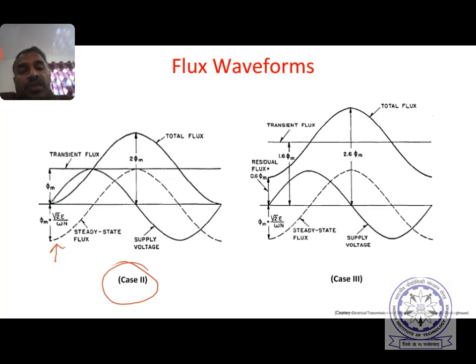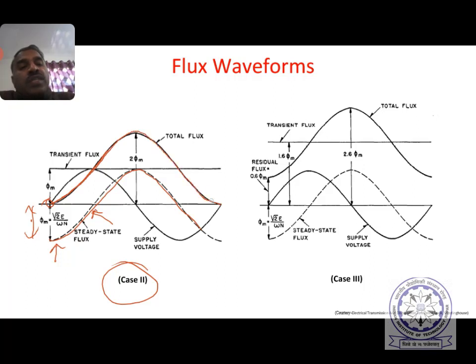Now in this case, it starts from 0 and it has to follow the same slope as the steady state slope. Here the steady state is going like this. Therefore, it has to follow the same slope, because if you differentiate it, it should become the voltage. So some constant plus the waveform also has the same slope. That is how it will happen here. This constant is this much, so that this constant plus the same waveform means the flux waveform will be shifted like this.